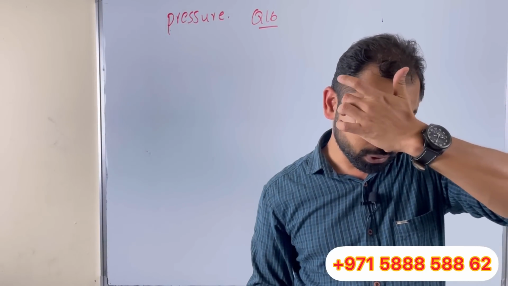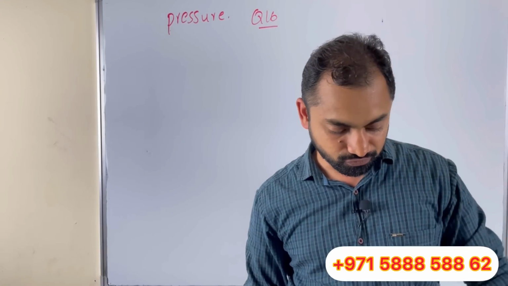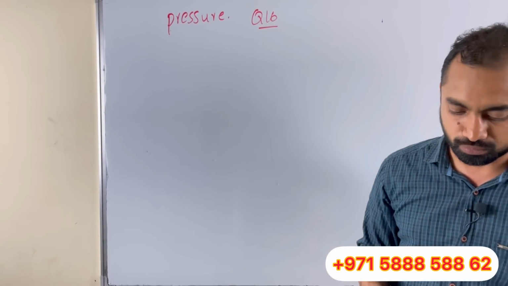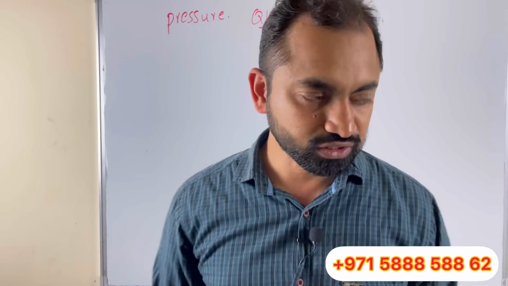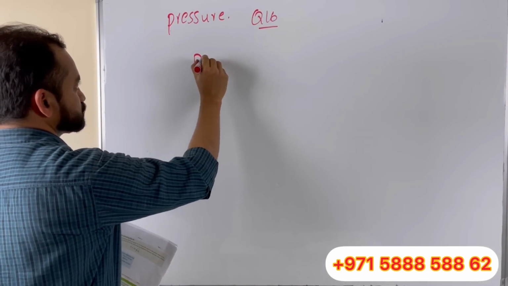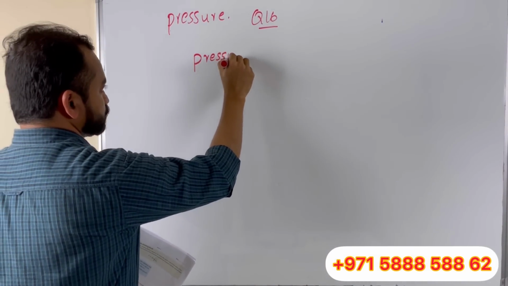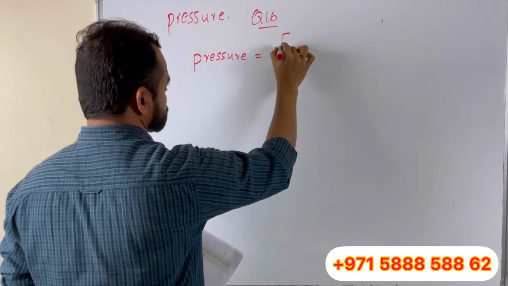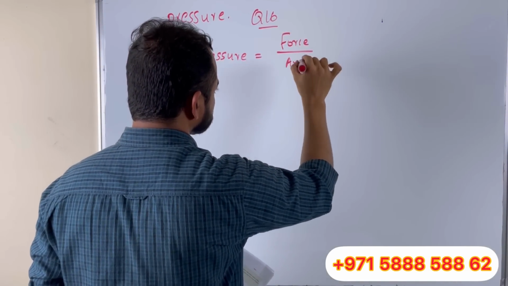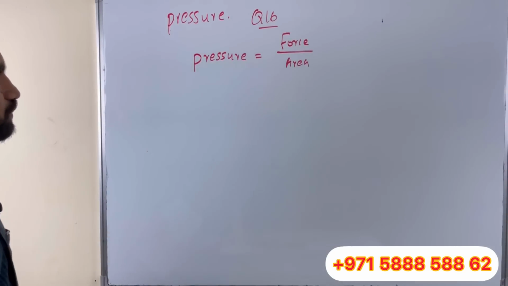example 1 in page number 234 of your textbook. Recall pressure as the perpendicular component of force divided by the area. So here pressure is equal to, what is pressure? What is the equation to calculate pressure? Pressure is force divided by area.